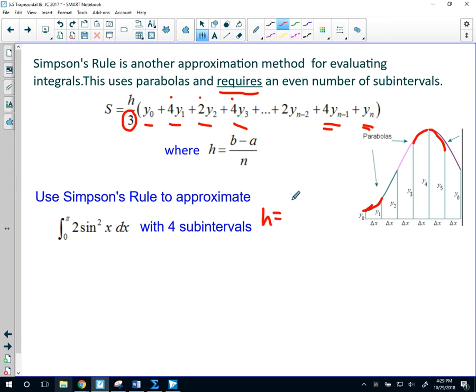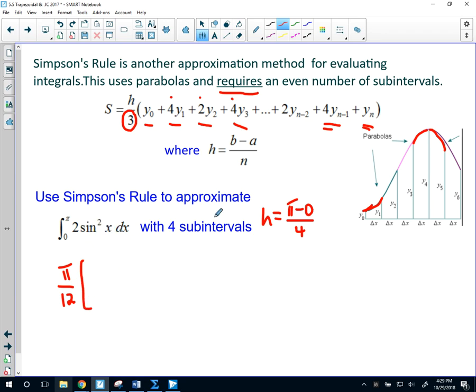So the height will be pi minus 0 divided by, we want 4 subintervals, so divided by 4. So my height will be pi divided by 4. We already did this. But then we're going to divide that by 3 for the formula. So pi divided by 4 divided by 3 is pi divided by 12.